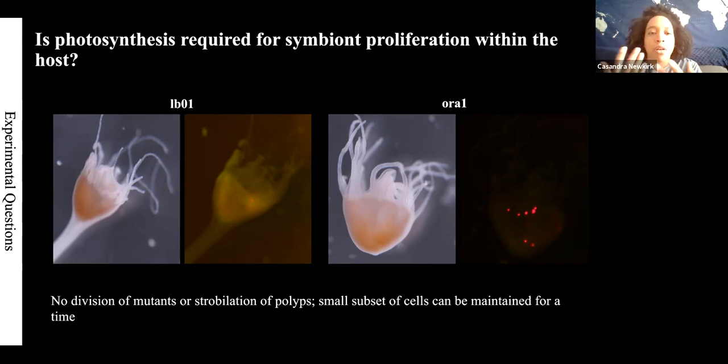And again, we saw uptake. But over time, we were seeing that the cells were being expelled pretty rapidly from the host. So they're being kicked out. And these cells are not growing and dividing inside of the polyps, and we weren't seeing strobulation. So our conclusion here was that a small subset of cells can be maintained for a time, but there is no growth and there is no strobulation of polyps.